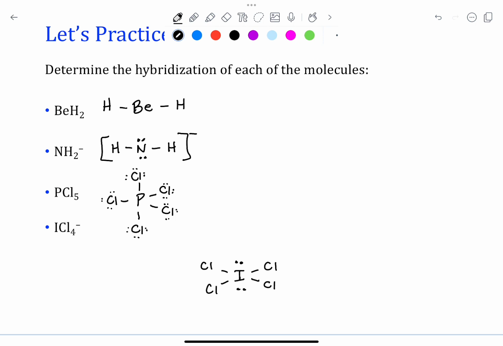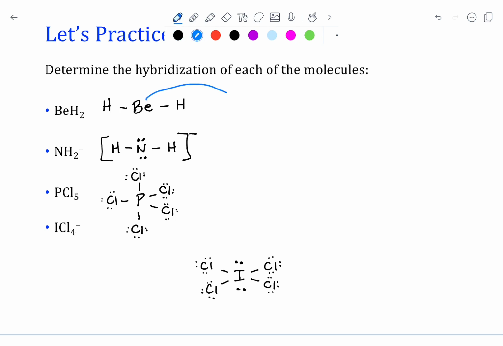And again, I'm trying to draw my Lewis structures in similar setups to our geometries and how we see it on our geometry chart, just so that it's easier to visualize. Okay, so what we want to do is determine the hybridization of each of these molecules. So we have to look at the central atom, we have to look at its valence electrons, and we have to think about how those electrons would move around into different orbitals in order to change their hybridization.